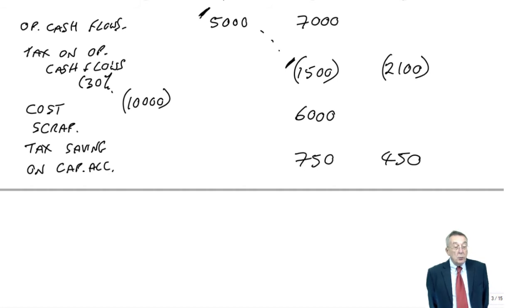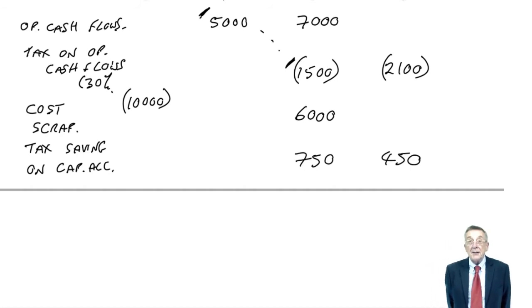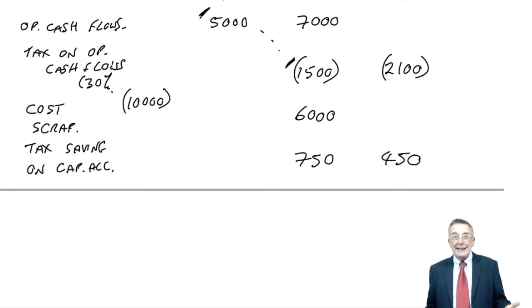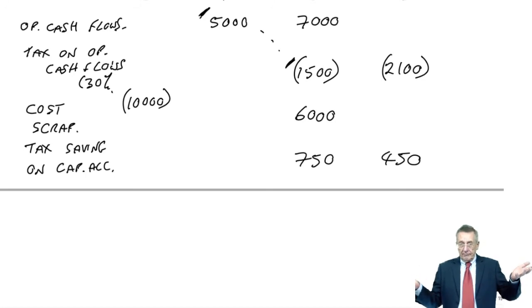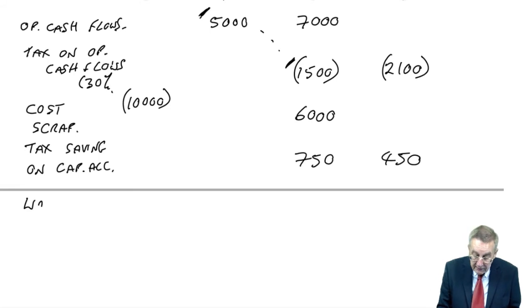Anything else? Oh, one thing I've jumped over deliberately. It says additional working capital of 1,000 will be required at the start of the project. Well, one extra, I think, fairly common sense rule about working capital is that because it relates to things like having to hold extra inventories, we always assume there is no tax effect. So you always leave working capital to the very end.